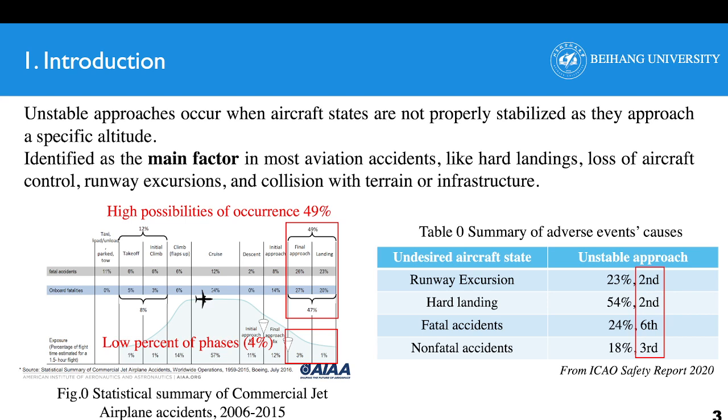Let's direct our attention to the figure. It's quite remarkable that the approach and the landing phases collectively account for just 4% of the entire flight. They are associated with over 49% of adverse occurrences. So, we can see that the unstable approach is the main factor in most aviation accidents, like hard landings, loss of aircraft control, and so on.